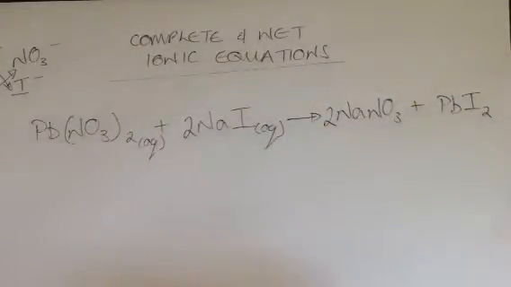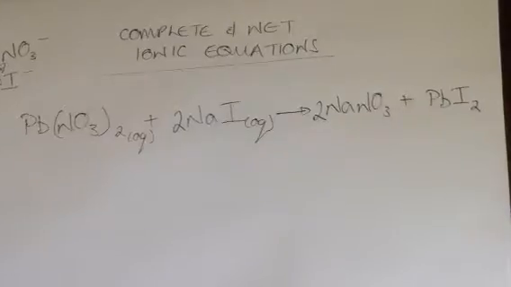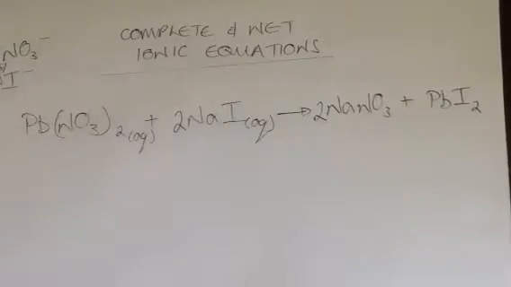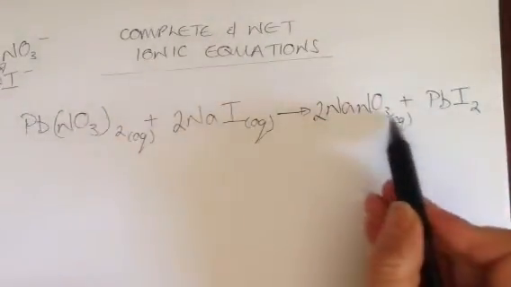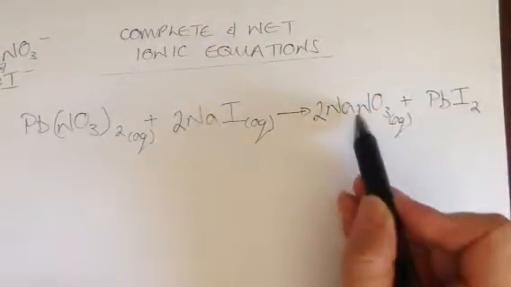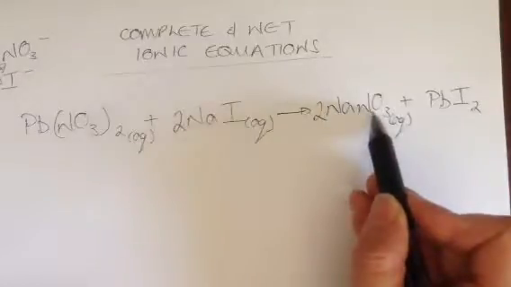Now let's talk about state symbols. Remember, if something is a strong electrolyte, it's going to dissociate in solution and it gets an aq, which means it is dissolved in water. And sodium nitrate is soluble in water, so it gets an aq. Remember, anything that contains sodium or nitrate is soluble with no exceptions.